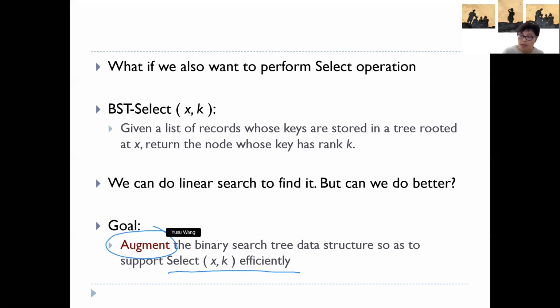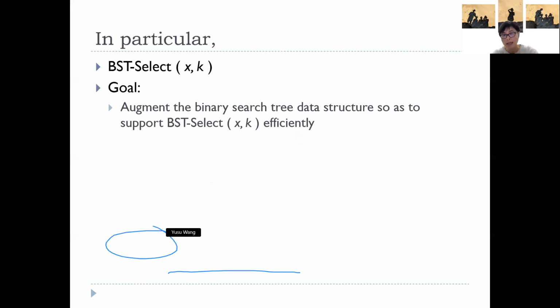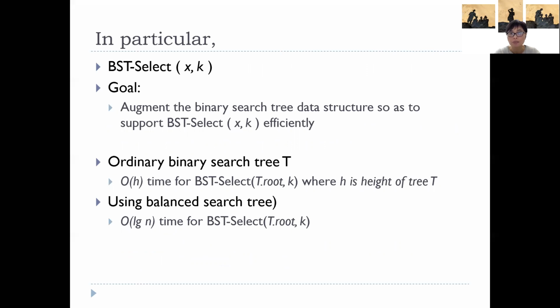The specific information we're going to augment is, as I mentioned, the size information. But before that, let me point out that once we have this augmented size information, it turns out that we can perform the select operation in the same time as the search, namely order of the height of the tree. And if we use a balanced binary search tree, the height is always log n, so we can do it in Theta of log n time to perform select, once we have this augmented information.